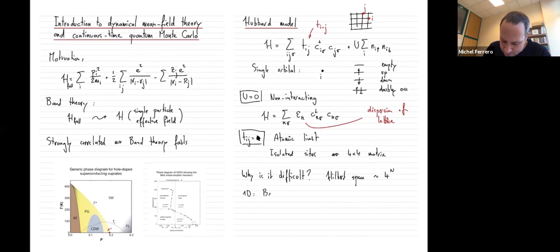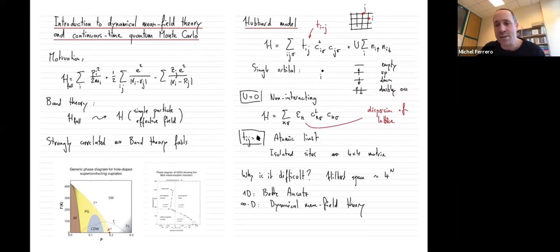So in 1D, we sometimes have Bethe ansatz. In infinite D, so you will understand later what I mean by infinite D, this is basically dynamical mean field theory. And anything between those two limits has no exact solution, neither analytical nor numerical.